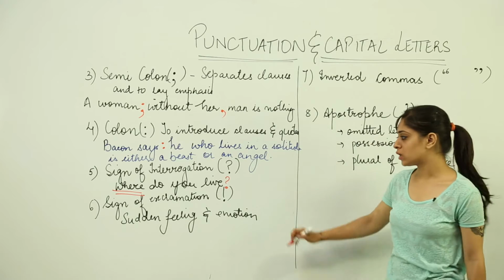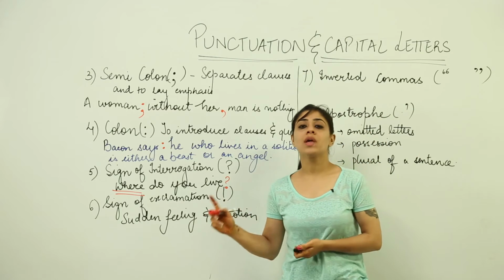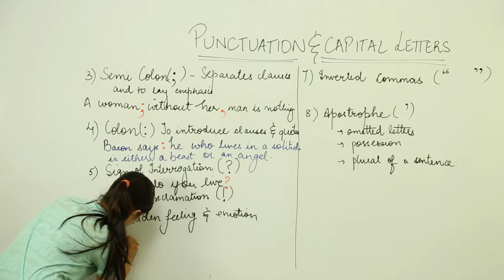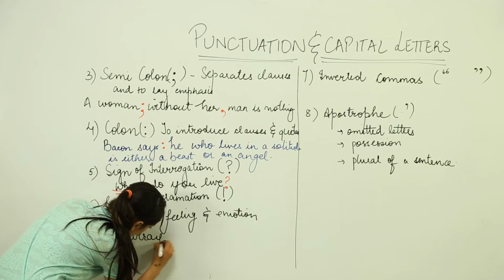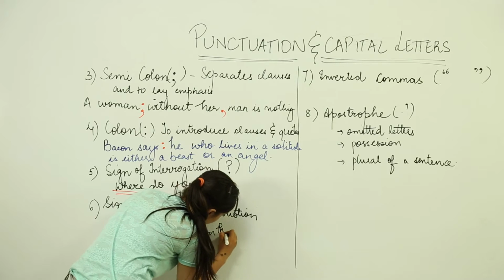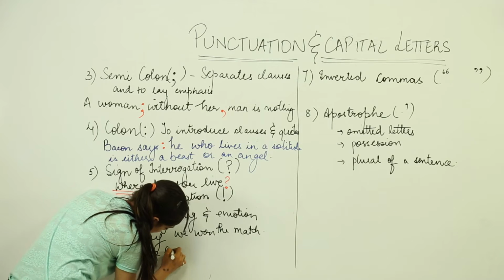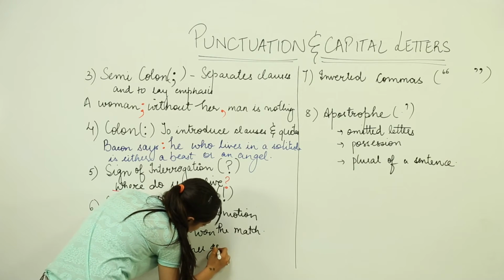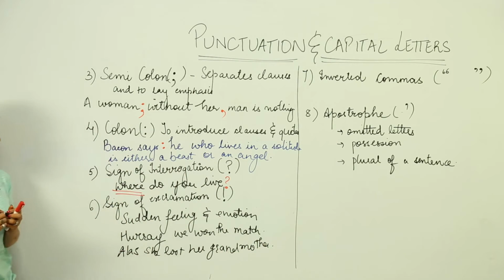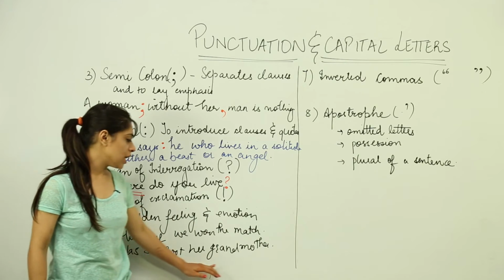Sign of exclamation. Now this is also a very simple thing wherein we are expressing certain feelings or emotions. We use the sign of exclamation. For example, these are two sentences that say, hooray, we won the match. Alas, she lost her grandmother.